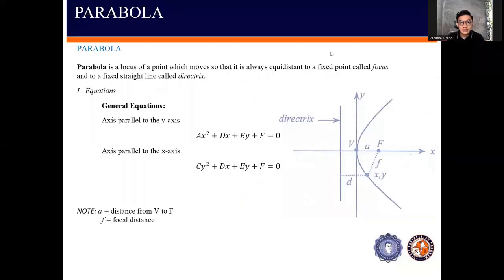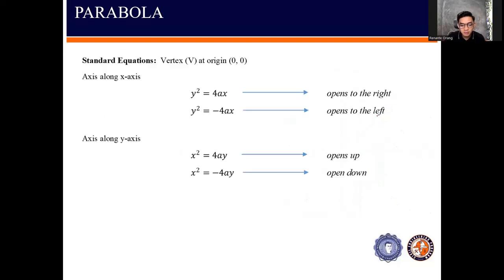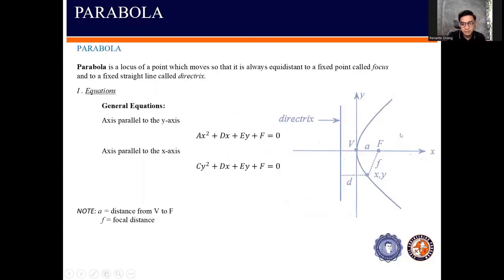Our next conic section is parabola. It is a locus of a point which moves so that it is always equidistant to a fixed point called focus and to a fixed straight line called directrix. Ayan po. So for example, this is your parabola. Yan, lagyan natin. No? So this is your parabola, kumbaga, na figure. And this is your focus and this is your directrix na line.